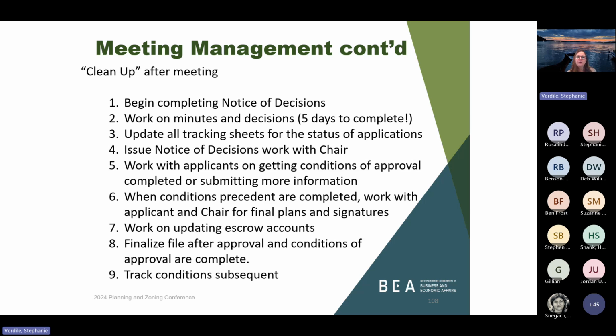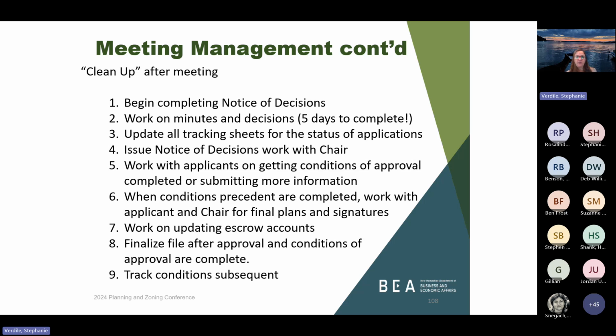And also, after the meeting, if something was approved at that meeting, again, working with the applicant on the conditions of approval. And Ben spoke about conditions precedent and conditions subsequent. Conditions precedent are conditions that are required to be met before a building permit can be issued. So that would be final plans, the state permit, escrow funds. All those things are required before finalization can take place. So it's important to make sure the applicant knows what's next so that they can move through the approval process at the final end of it.